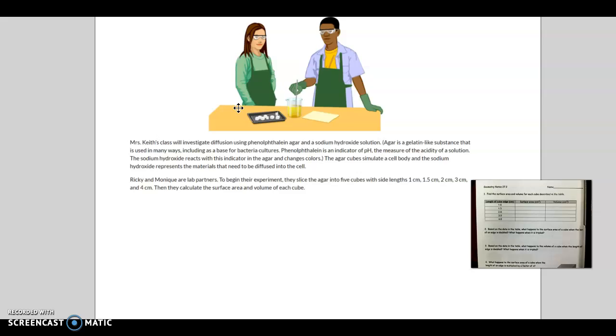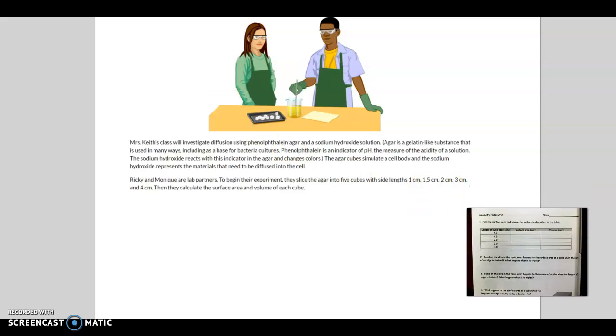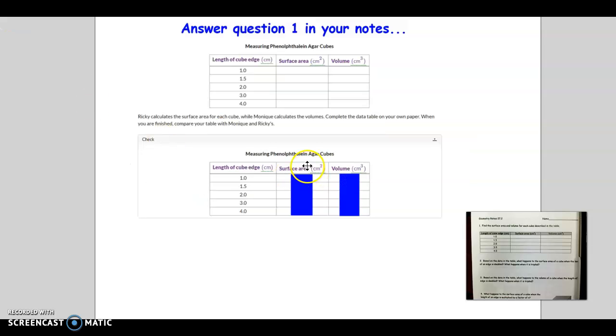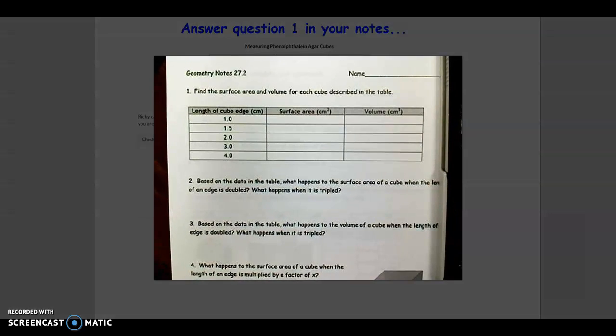into that cell. So Ricky and Monique are lab partners, and to begin their experiment, they slice the agar into 5 cubes, with side lengths of 1 centimeter, 1.5 centimeters, 2 centimeters, 3 centimeters, and 4 centimeters. And then they calculate the surface area and volume of each one of these cubes. So let's go ahead and answer this in our notes ourselves.